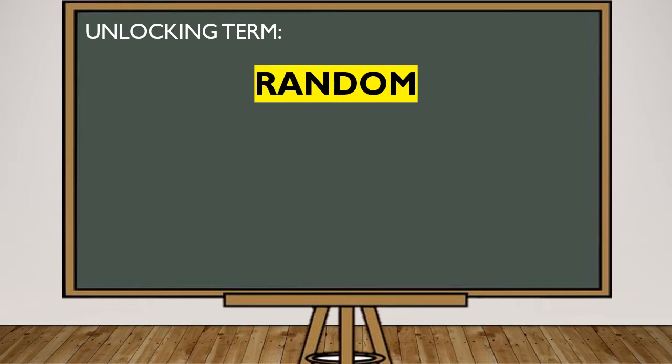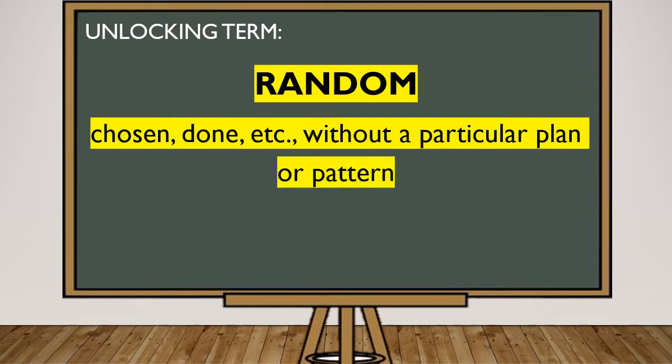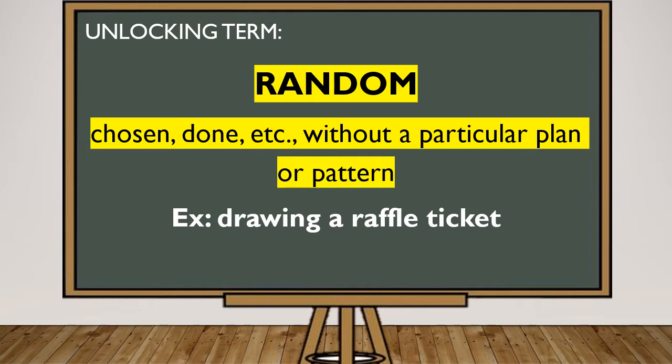Previously we have defined the word random. If you still remember, random means chosen, done, or without a particular plan or pattern. It is random if you do not know what will happen or what will occur. So for example, drawing a raffle ticket. In choosing a raffle ticket, we do not know what ticket will occur, since there is no plan or pattern.